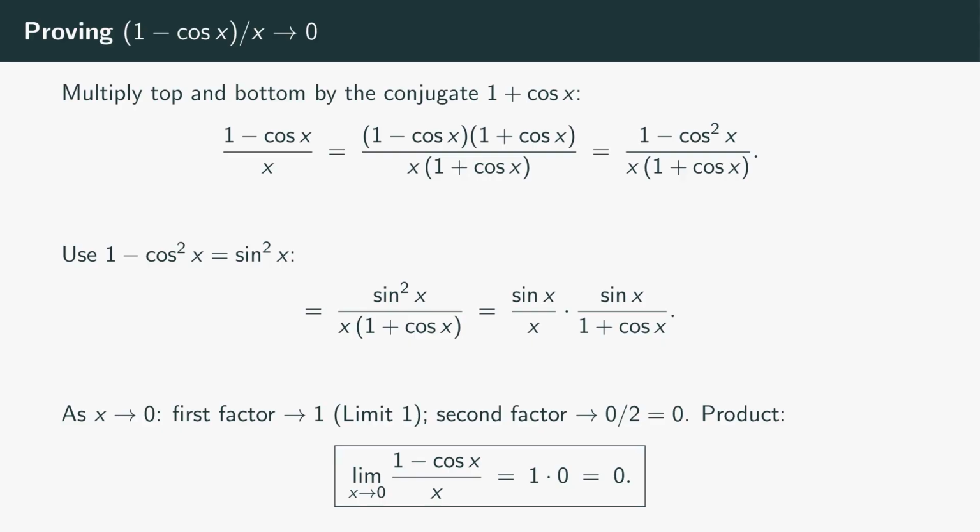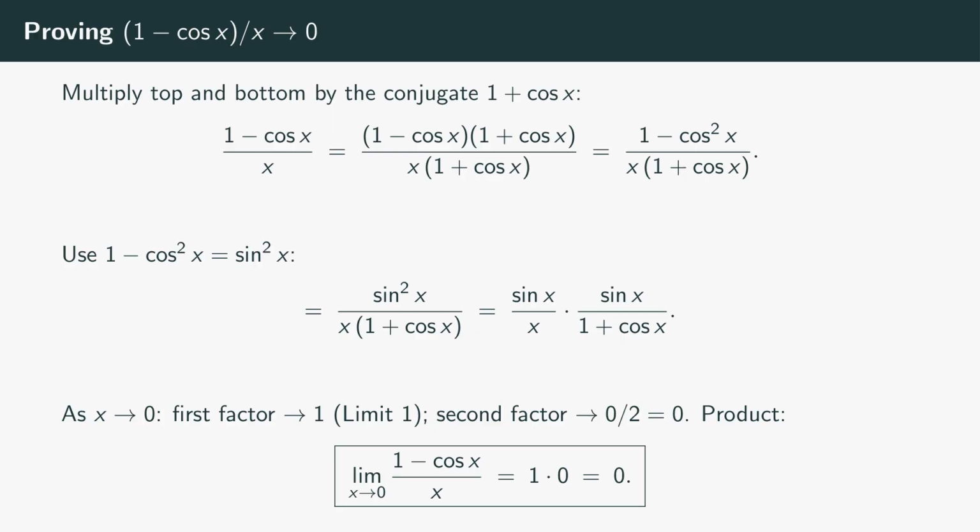Here's the conjugate trick. Multiply the numerator and denominator by 1 plus cosine x. That's legal because, for x near 0, 1 plus cosine x is close to 2, definitely non-zero. The numerator becomes 1 minus cosine x times 1 plus cosine x, which is a difference of squares, 1 minus cosine squared x. And the Pythagorean identity tells us sine squared plus cosine squared equals 1. So 1 minus cosine squared equals sine squared. The expression becomes sine squared x divided by x times 1 plus cosine x.